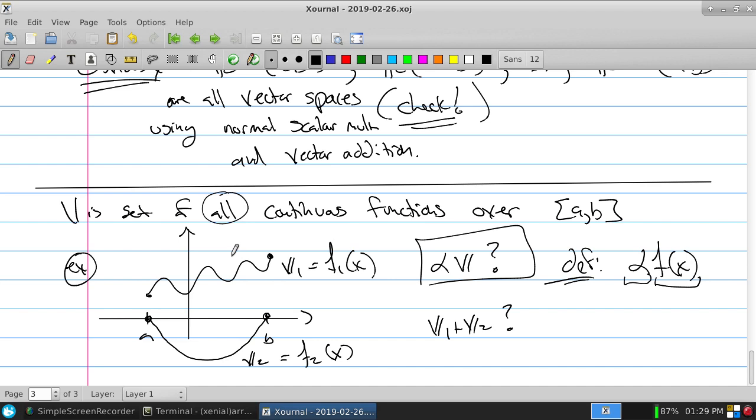So what does this do? It stretches it. It's the normal stretch function. I just simply grab it and pull it away from the x-axis. That's what's happening. Now, what do you think would be a good definition for adding functions?